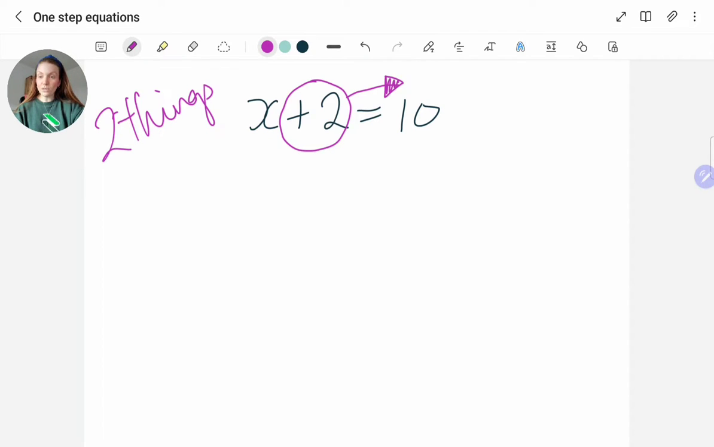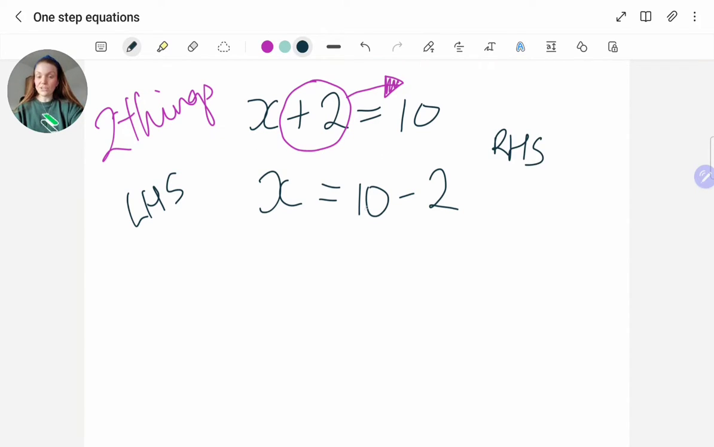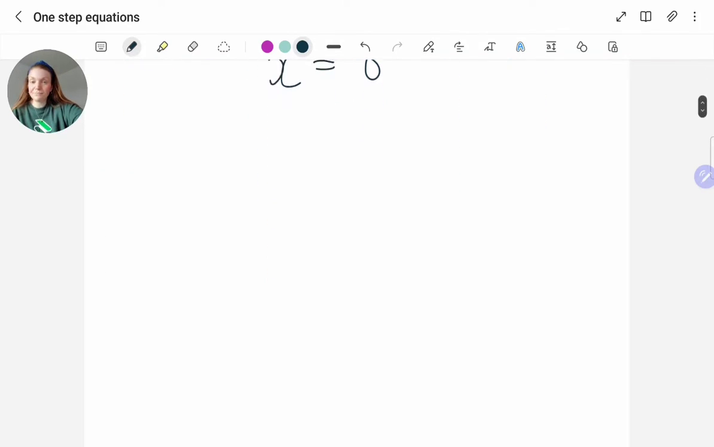At the minute, it's positive. When we cross the bridge, we are going to change the sign. So it's going to become x equals 10 minus 2. Notice how the x didn't move, so it stayed on the left-hand side. And notice how the 10 didn't move, so it stayed on the right-hand side. My positive 2 moved across the bridge, so we changed it to minus 2. So then x equals 10 minus 2, which is 8.